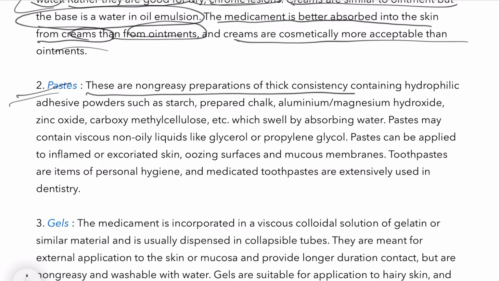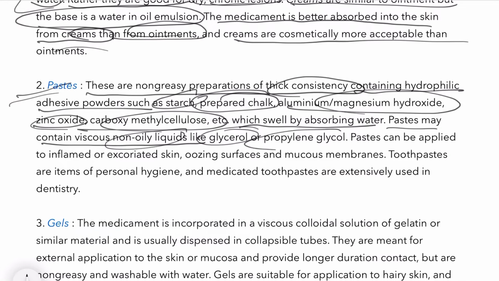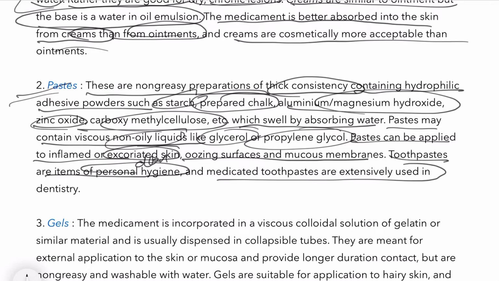These are non-greasy preparations of thick consistency containing hydrophilic adhesive powders such as starch, prepared chalk, aluminum or magnesium hydroxide, zinc oxide, carboxymethyl cellulose, which swell by absorbing water. Paste may contain viscous non-oily liquid like glycerol or propylene glycol. Paste can be applied to inflamed or excoriated skin, that is dead skin, oozing surfaces and mucosa. Toothpastes are items of personal hygiene in paste form, and medicated toothpastes are extensively used in dentistry, especially for sensitivity and so on.